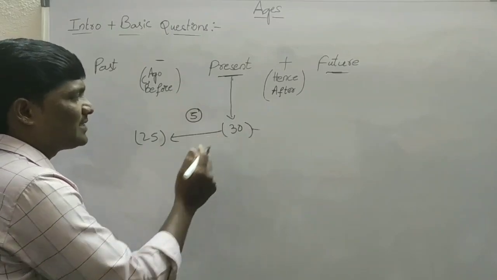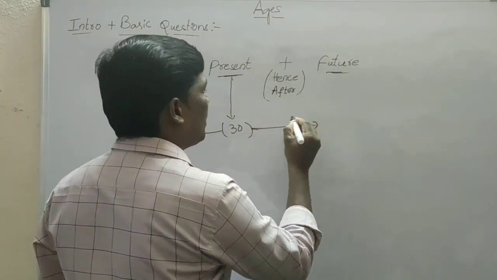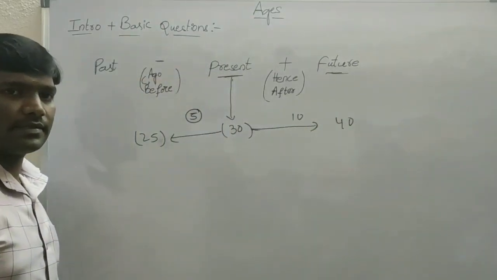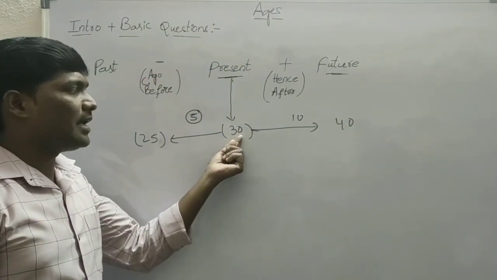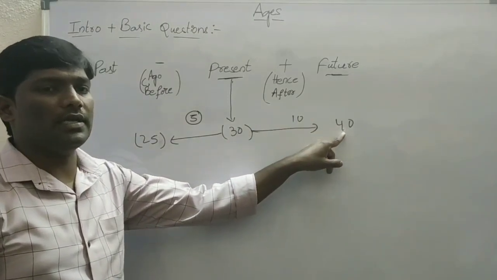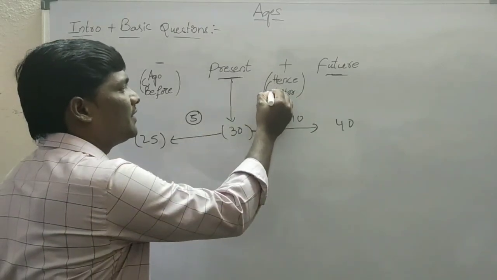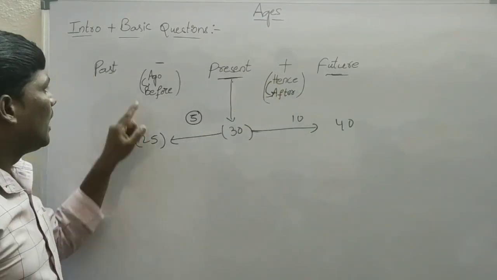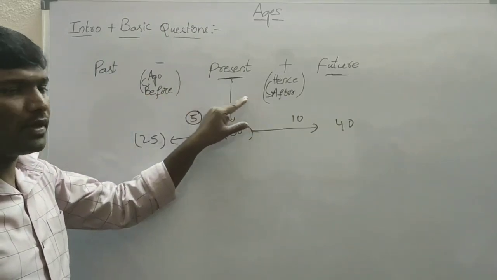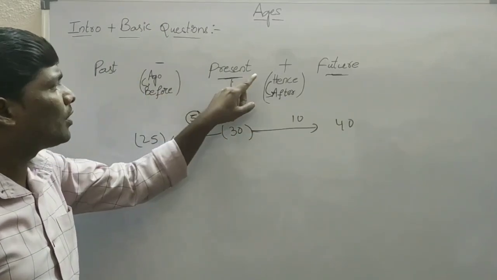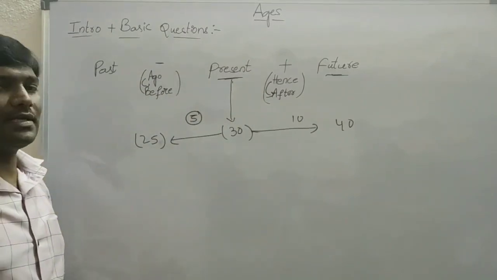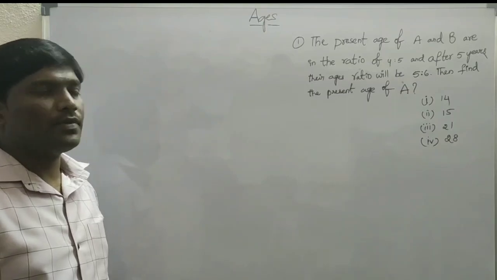For example, at present, my age is 30 years. After 10 years, my age will be 40 years. Here, hence means after. Ago means before. Just remember these 2 points, they are very important: ago means before and hence means after. So this is the fundamentals. Let's discuss some problems on ages.